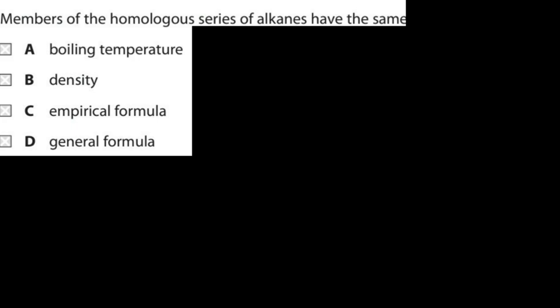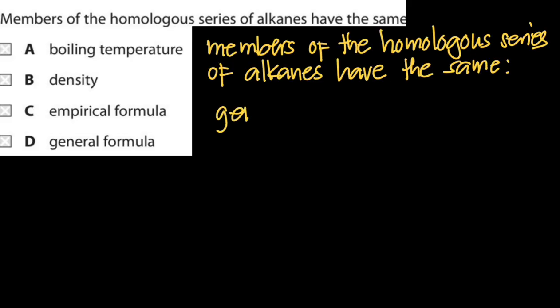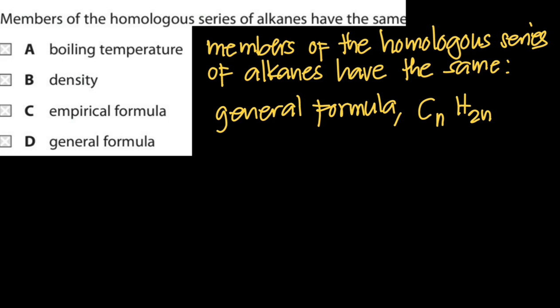Members of the homologous series of alkanes have the same boiling temperature, density, empirical formula, or general formula? So what is this homologous series of alkanes? Members of the homologous series of alkanes have the same general formula, and the general formula is CnH2n+2. And they have the same functional group.